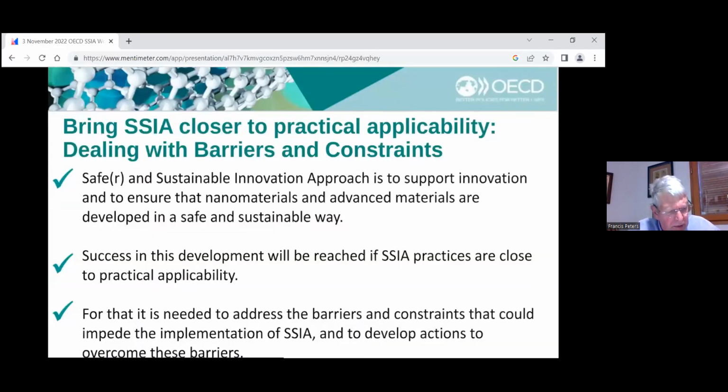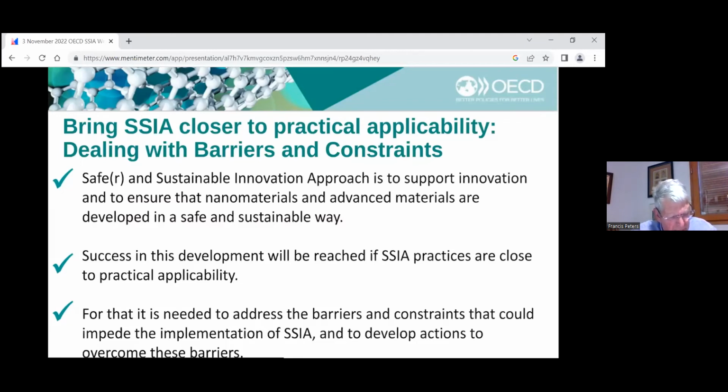Okay. So in this part, we will speak about the practical applicability of safe and sustainable innovation approach. The goal is to bring this CA closer to practical applicability. For that, there is some very important point which gives the aims of the activity. So first, safe and sustainable innovation approach is to support innovation and to ensure that nanomaterials and advanced materials are developed in a safe and sustainable way. This is a clear point.